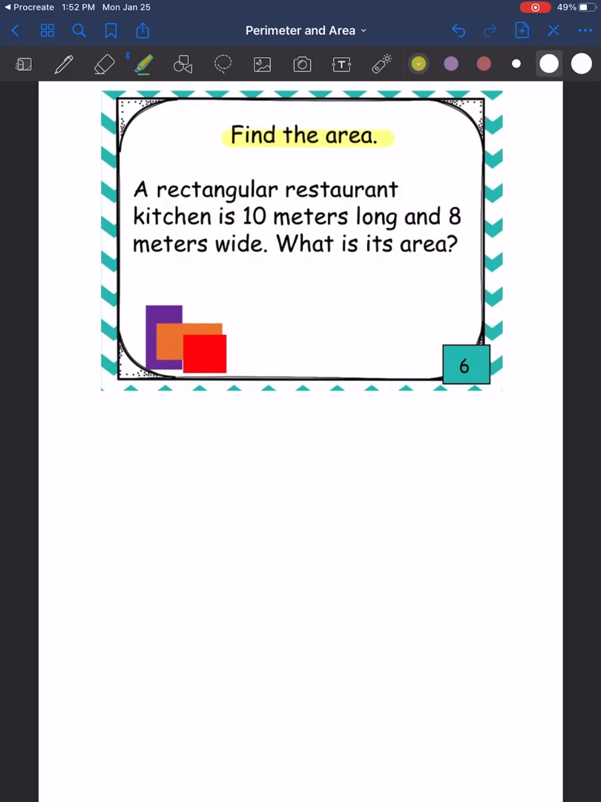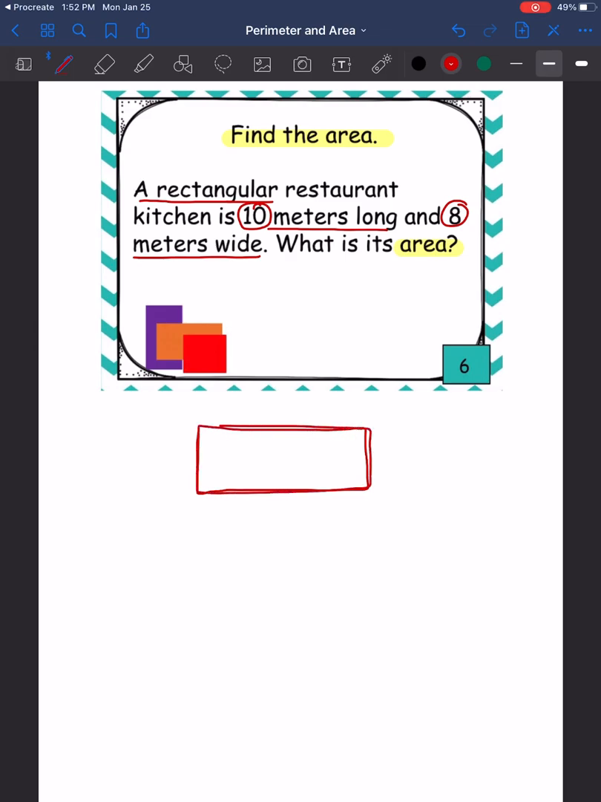So again, we are finding the area. However, this time it looks like we are dealing with a rectangle. A rectangle restaurant kitchen is 10 meters long and 8 meters wide. What is its area? Ooh, so now we need to look for a different shape other than a square. So we're working with the rectangle. First let me point out the fact that it says long and wide. I'm going to write off to the side and make a note of it because it helps me a lot more when I make notes on the side rather than just reading the question.